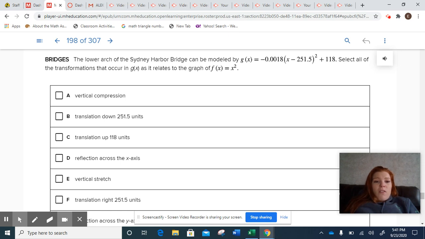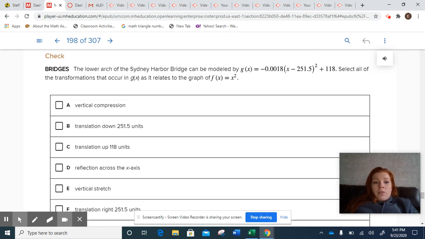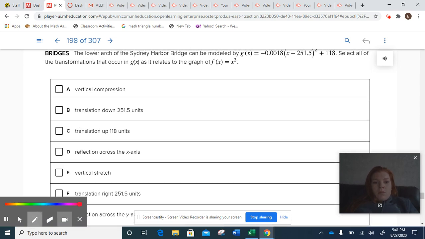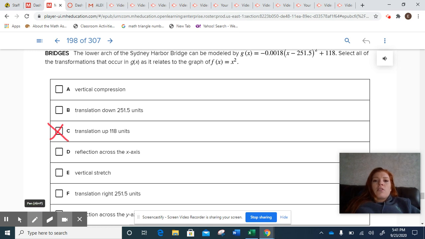I always like to start off with the easy stuff, and that means up. So I'm going to check that one off. Up, 118. I see the 251.5 negative, which technically I'm going to the right, not to the left. So I'm going to check that one. We have a reflection across the x-axis. That's what the negative is doing. So I'm going to check that one.